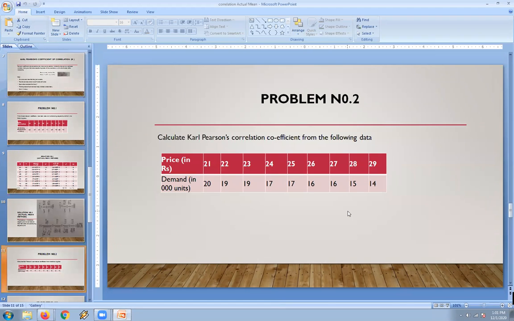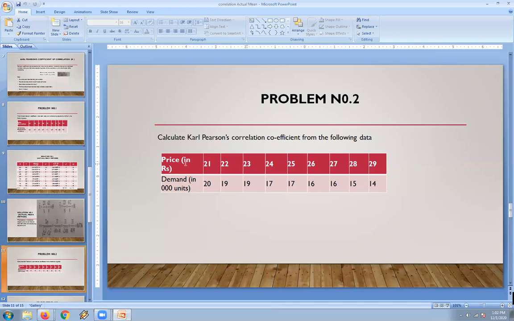And see the one more question they have given: calculate Karl Pearson's correlation coefficient from the following data. Very specifically they mention Karl Pearson's coefficient of correlation. If they mention Spearman's, it means rank correlation, and you have to calculate according to the ranking method, but here we have calculated according to Karl Pearson's correlation coefficient. So in this we have used the actual mean method.